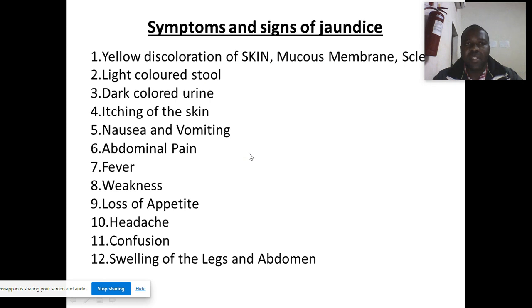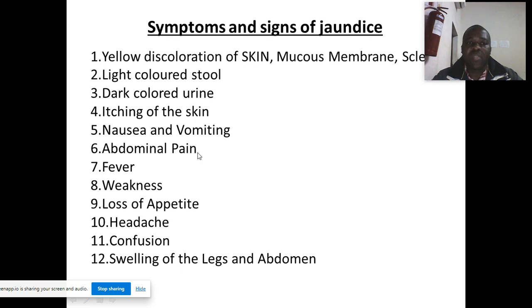Some of the clinical presentations of jaundice are yellow discoloration of the skin, mucous membranes, and the sclera, light colored stool, dark colored urine, and itching of the skin. Your skin starts to itch because of the bile salts. They cause itchy skin, nausea and vomiting. These salts and bilirubin are accumulating in the circulatory system, so they will be picked up by the chemoreceptor trigger zone, which is the vomiting center.